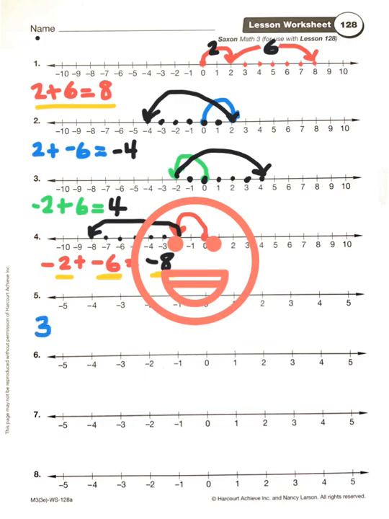So number 5, 3 plus 1. Now that's so easy to do on our number line. We start at 0, we make our arc to 3, then we go one more segment. And we see here's the 3, here's the one more. And we see that our answer is 4. Easy. Now, number 6, 3 plus -1.